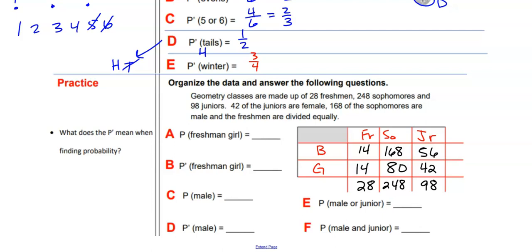So first one is probability of a freshman girl. A freshman girl. Well, before we even do that, we need our total number of people. So I'm going to write total here. Total number of people. 28 plus 248 plus 98 is 374. Okay, so if we are looking for the probability of a freshman girl, that would be 14 out of 374.